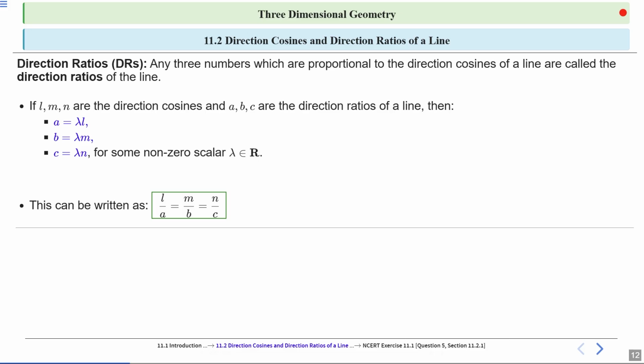So this can be rewritten as L divided by A equals M divided by B equals N divided by C. So this is the relationship between direction cosines and direction ratios of a line.